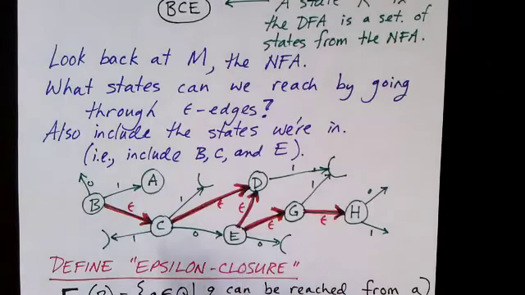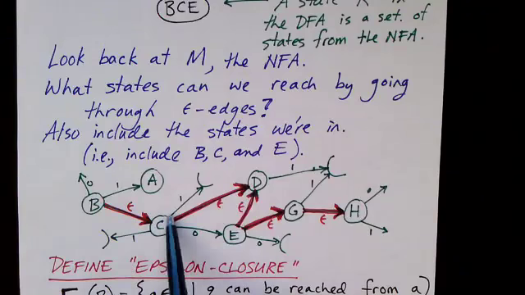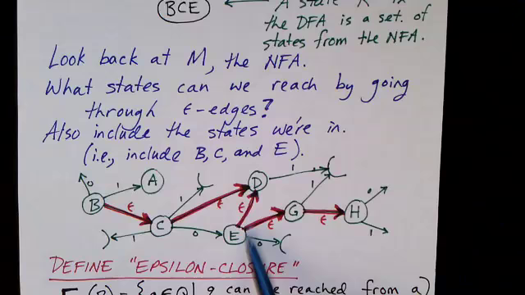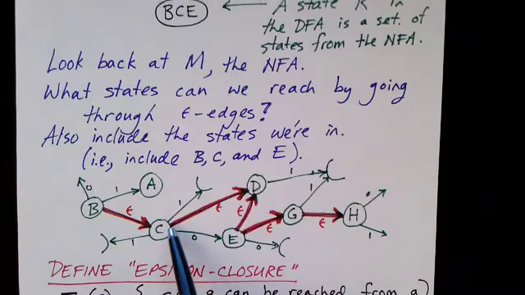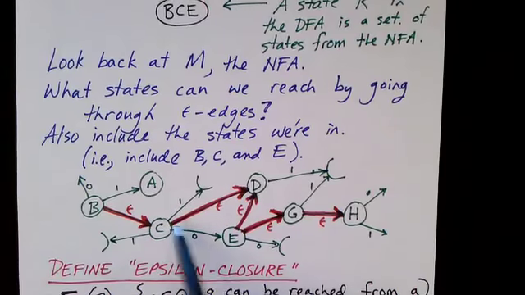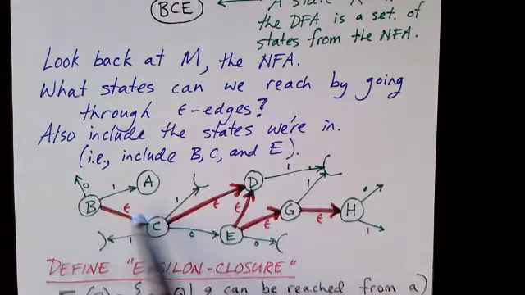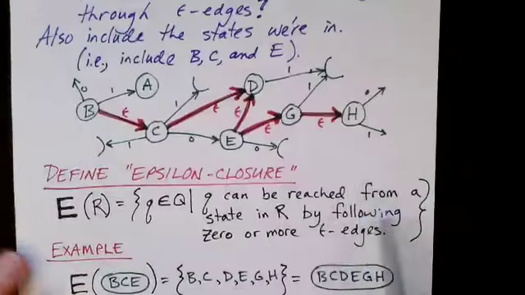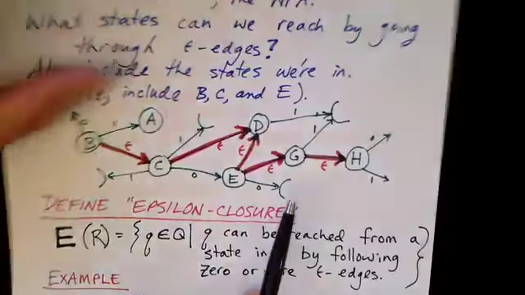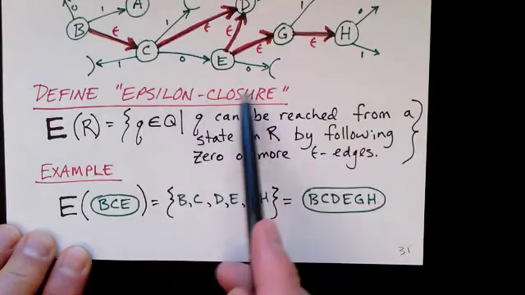So maybe this is what our non-deterministic machine looks like. We're in state B, C, or E, but we've got some epsilon edges. We could also get to D, or G, or even H. And from B we could get to C, but we're already in C. So what states can we reach with just following epsilon edges? If we're in state B, C, and E, we should also be in D, G, and H. So we're going to define a new function to handle this called epsilon closure.